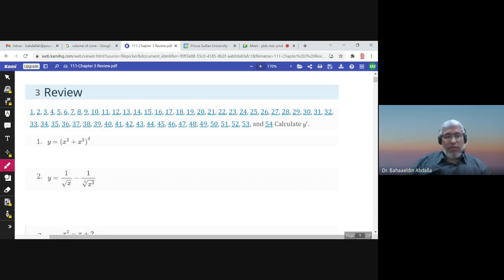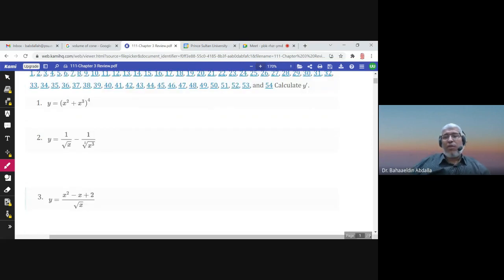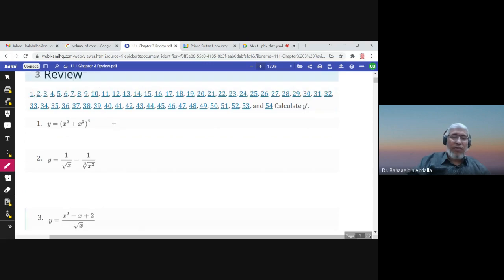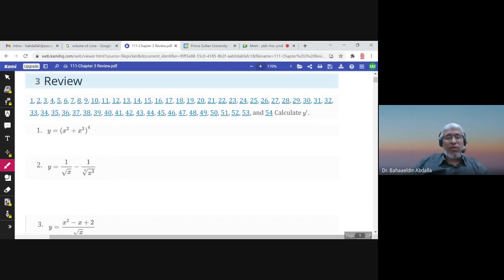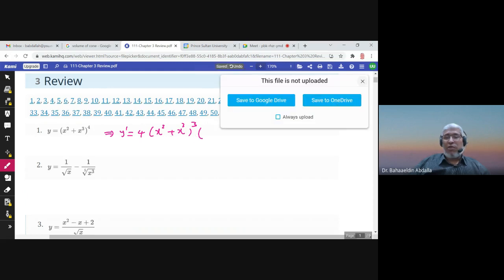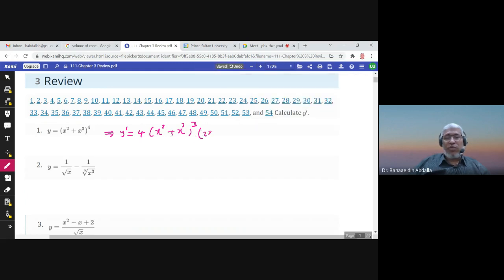These are some review exercises about chapter 3, which is about derivatives. So here, calculate y prime, and let us use all the rules in this chapter to find the derivatives. Here we use the chain rule: 4 times (x squared plus x to the power 3) all to the power 3, times the derivative of what is inside. The derivative of x squared is 2x, plus 3x squared.